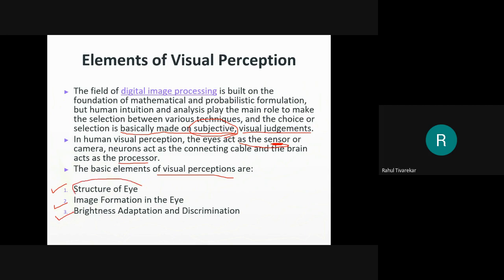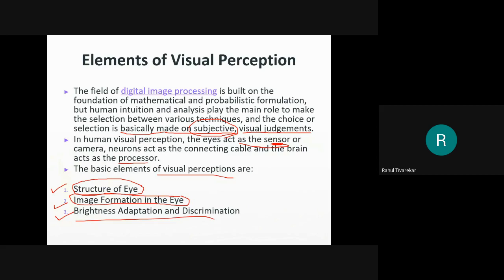Suppose some person has little blurred vision, maybe wearing spectacles, then the judgments without spectacles may vary from the judgments after wearing them. That's what I am discussing. How the image is formed in the eye also matters. If you apply a little less stress on your eyes, the image may look blurred. If you apply more stress, the image may look clearer, and so on.